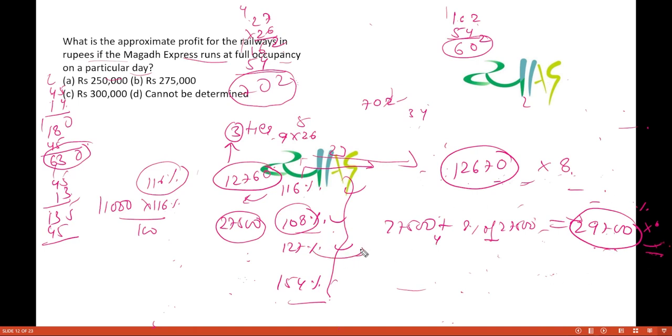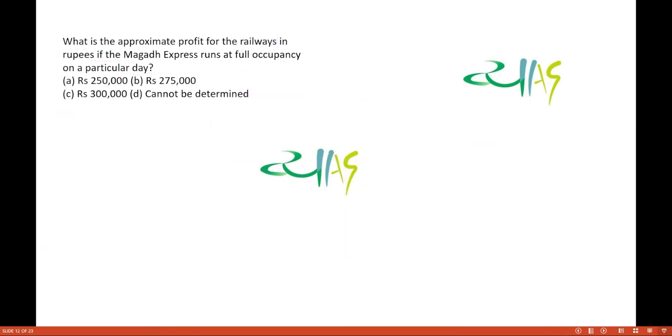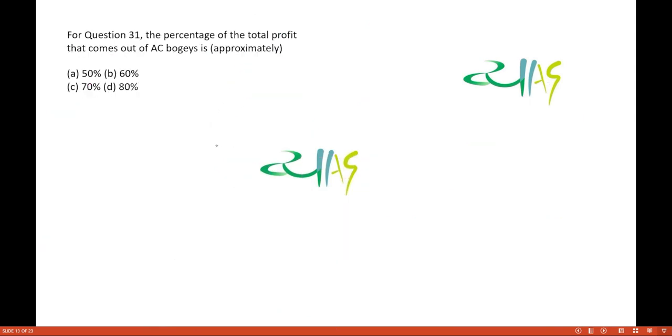Similarly, 127%: 2750 ka we have to multiply, and then we have to multiply by the number of bogies, and similarly 154%. So if we add all these, then we will get our profit. So this is how we can calculate. Now this is simple addition and nothing else, so definitely you can calculate it. Okay, so let's move on.